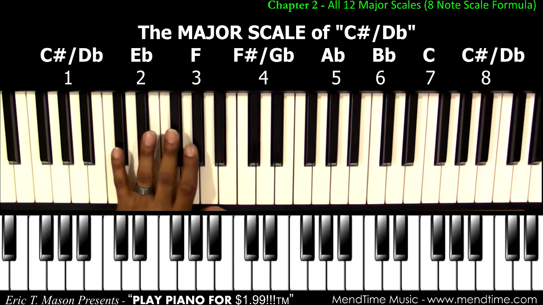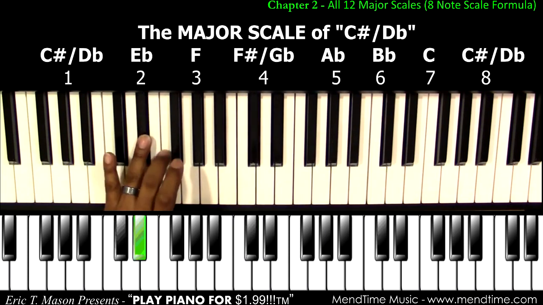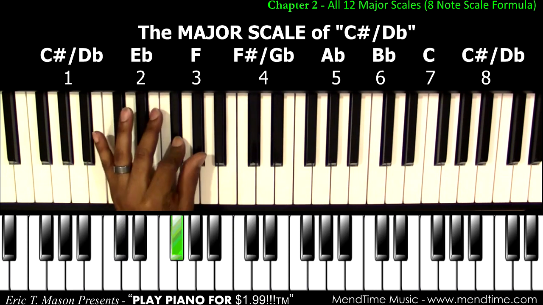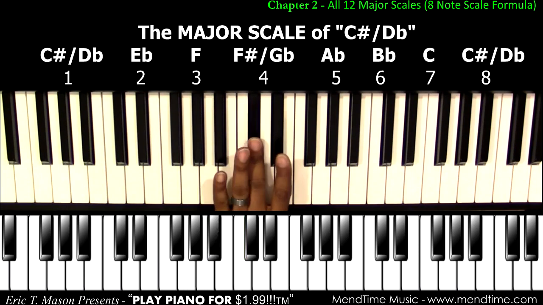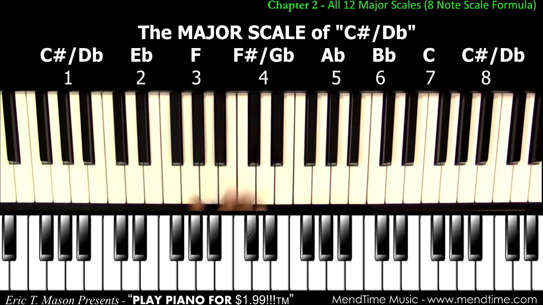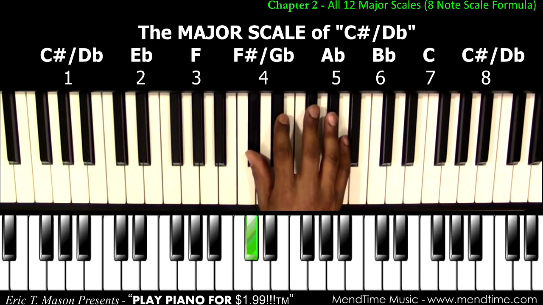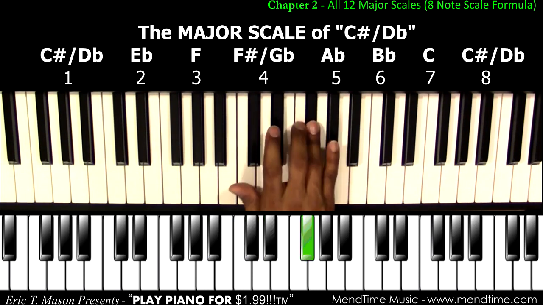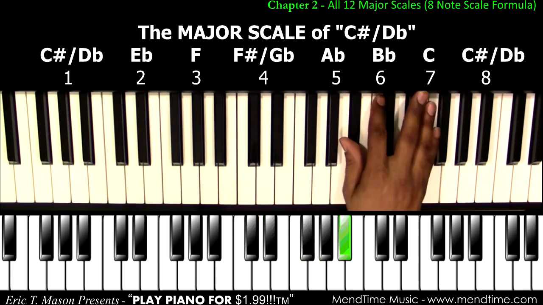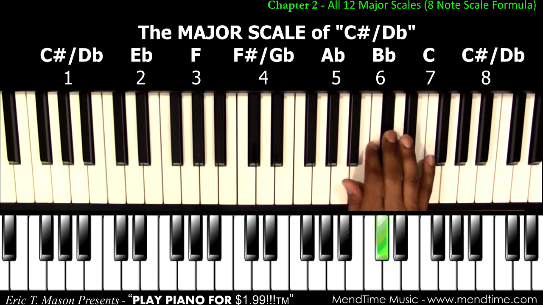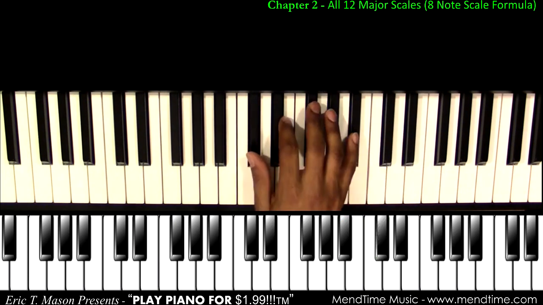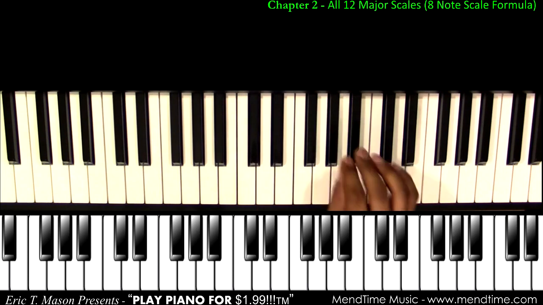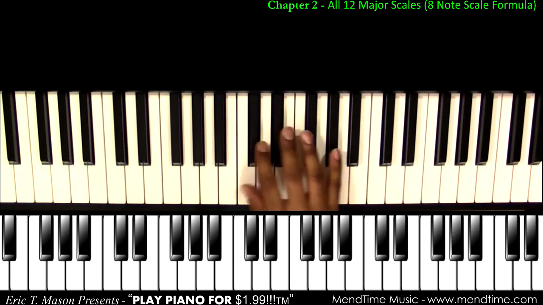Now just with the left hand. 1, 2, 3, 4, 5, 6, 7, 8. Now with the right hand. Very good. So that is the key of C sharp, D flat. Whole, whole, half, whole, whole, whole, half.